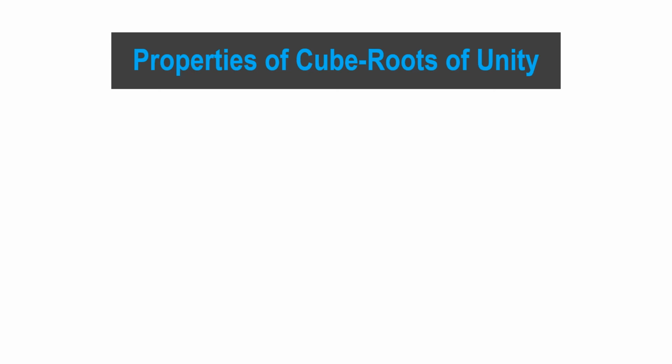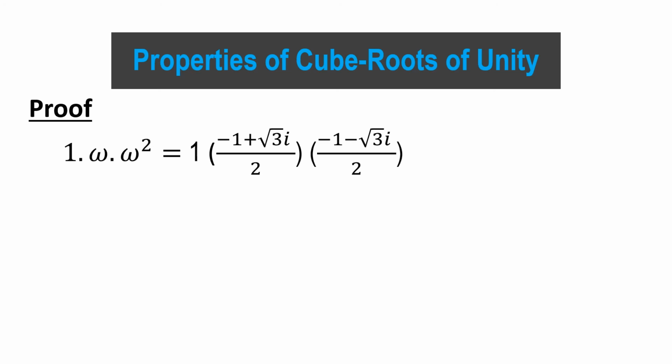Property number 4. Product of all the three cube roots of unity is 1. That is 1 times omega times omega squared is equal to 1.